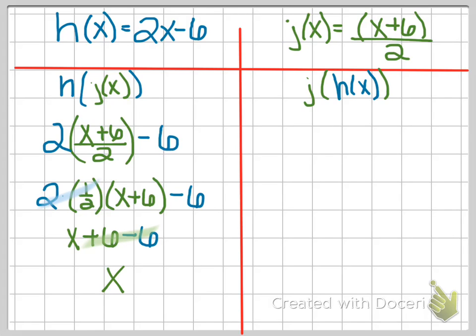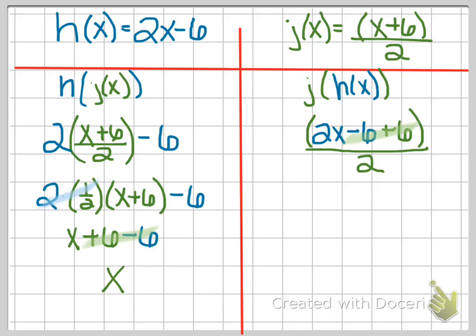So let's take a look at the composition of h of x within j of x. j of h of x. I'm going to start with my h of x function. I'm going to input it wherever I see the input for my j function, and I can see that there are beginnings to seeing the identity and inverses within this one as well.